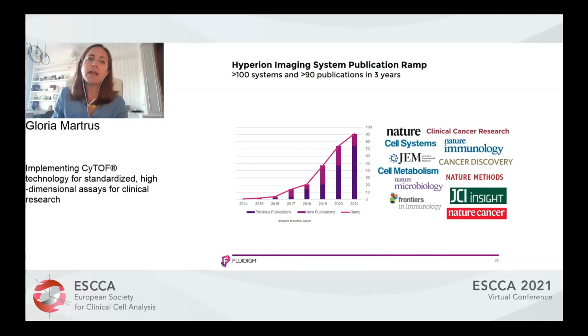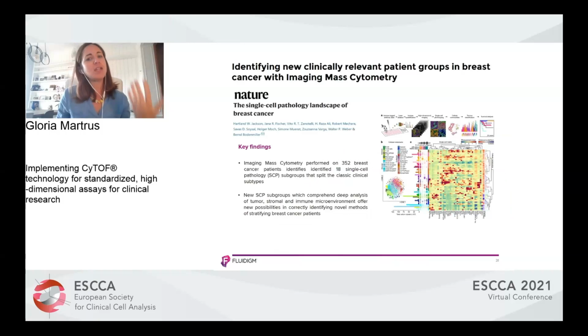So right now we have more than 100 systems and more than 90 publications in the past 3 years. As you can see here, we published them in high impact journals, such as Nature or JAMA or Frontiers in Immunology, whatever you like. And it's quite an exponential growth, so we expect to have even more in 2021 and 2022. And just for you to know, I'm just going to explain 2 different examples that I think might be interesting for you in a clinical environment.